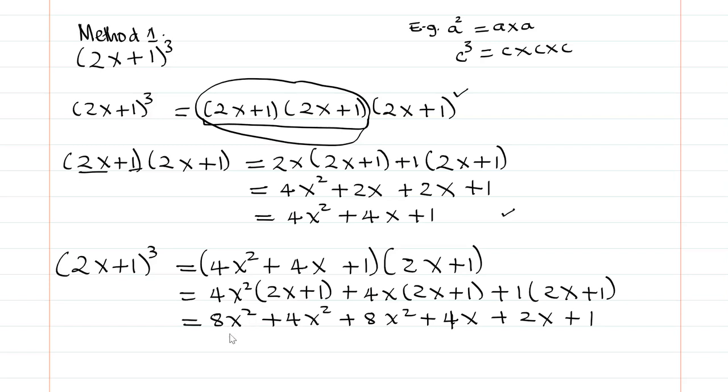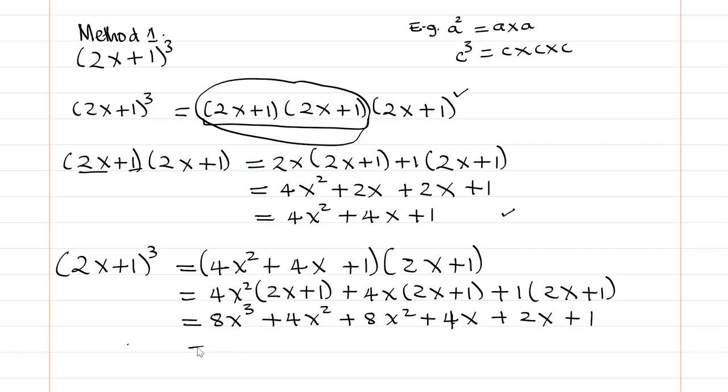I have written here 8x squared, but 4x squared times 2x should be 8x cubed, not squared. I don't know what I said on expanding this, but I've seen I wrote 2. 4x squared times 2x is 8x cubed. Yeah, that is now correct.